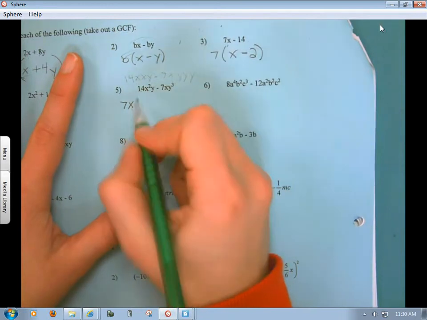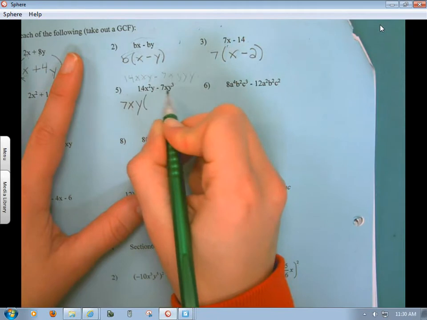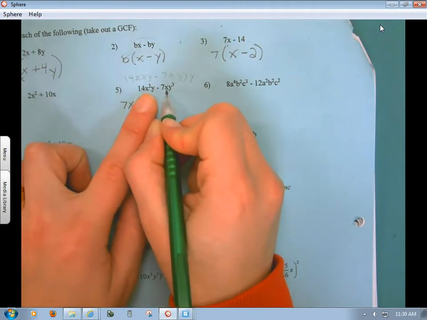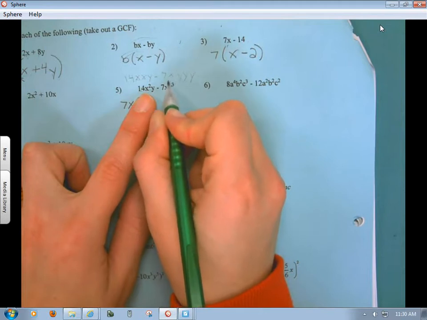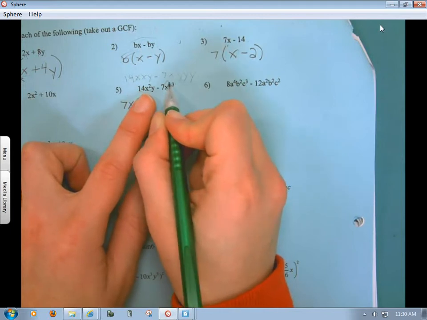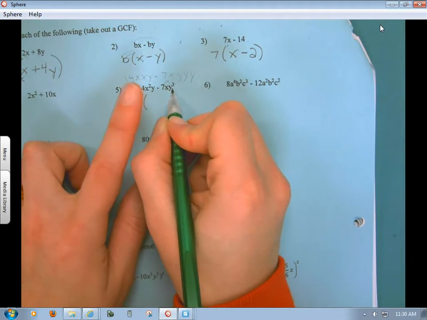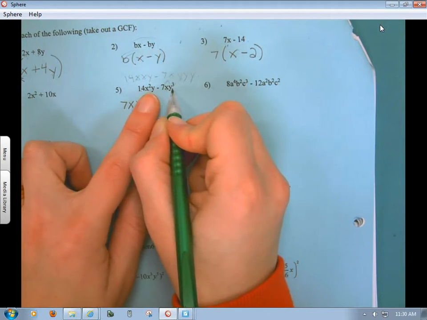1 y. So when you're looking at your variables, if they're the same, the greatest common factor is always going to be that variable to its lowest exponent. Here you had an x squared and an x. The lowest exponent was 1, so you take out an x. Y and y to the third, the lowest exponent of the y's is 1, so you take out a y, or a y to the first.